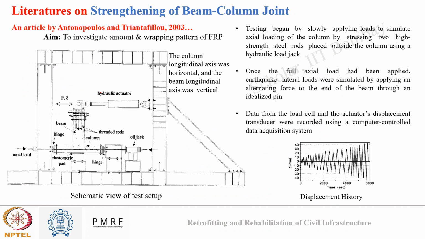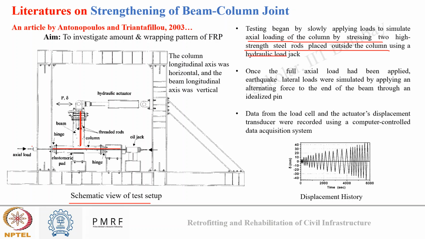How can testing be conducted on a beam column joint? In this image, you can see the schematic of the testing setup. This is my column, and this is my beam. The horizontal part is my column, and the vertical part is the beam here. The testing began by slowly applying axial load to the column by stretching two high strength steel rods placed outside the column using a hydraulic jack.